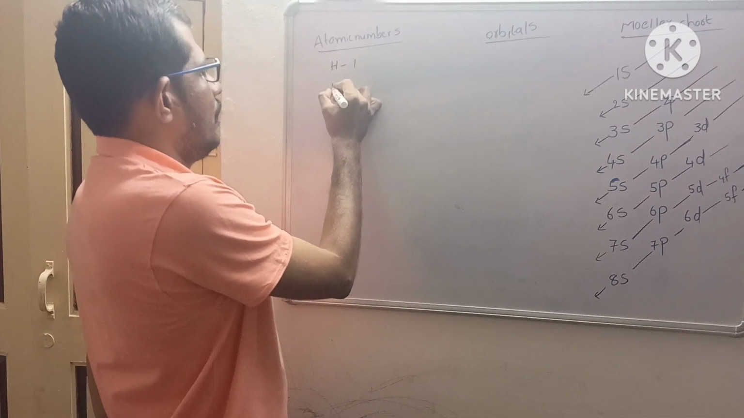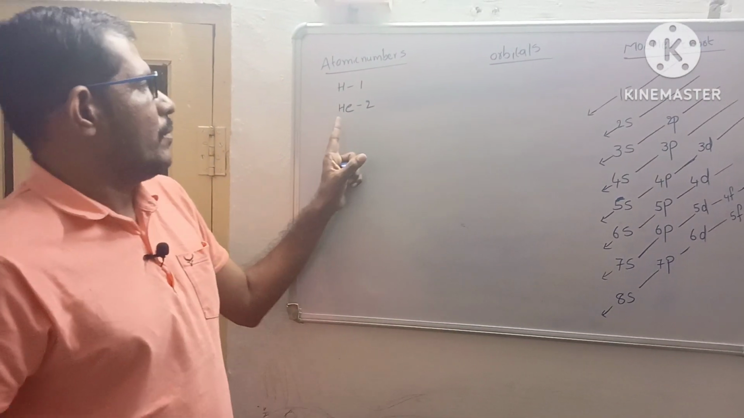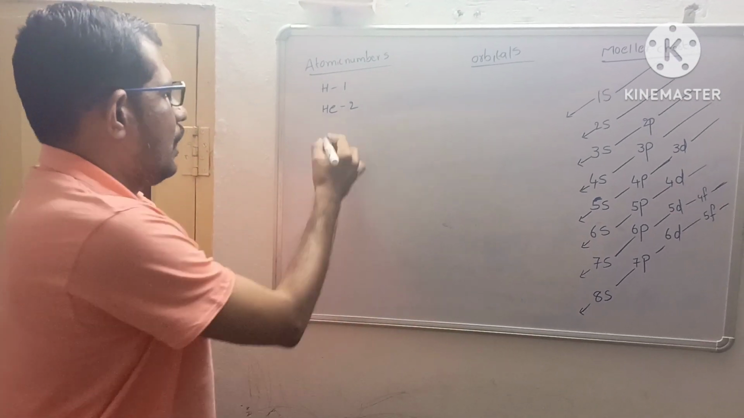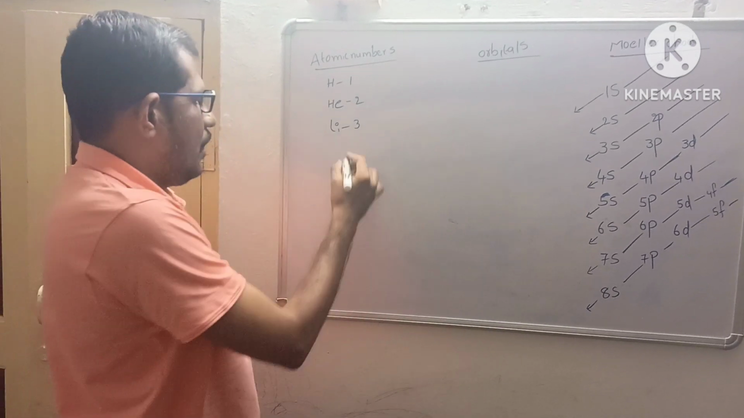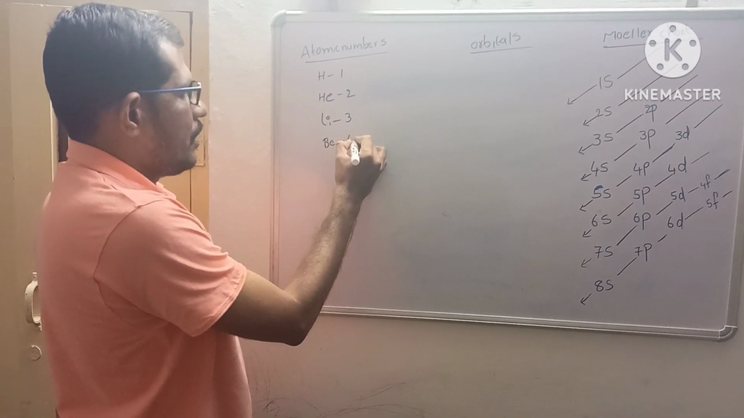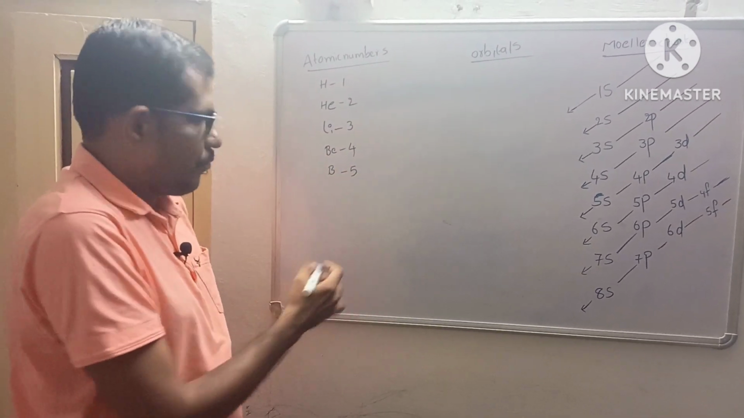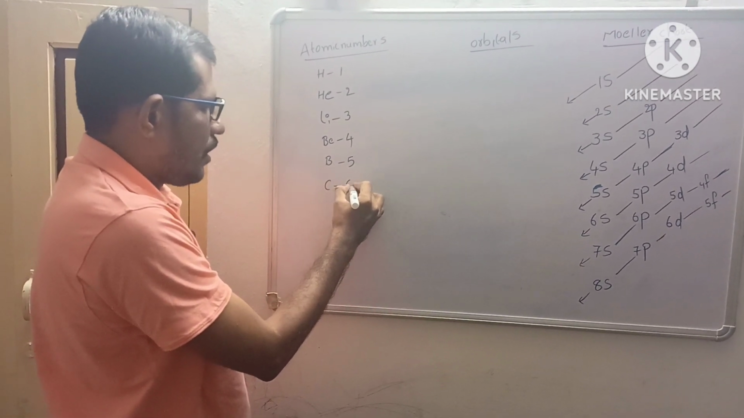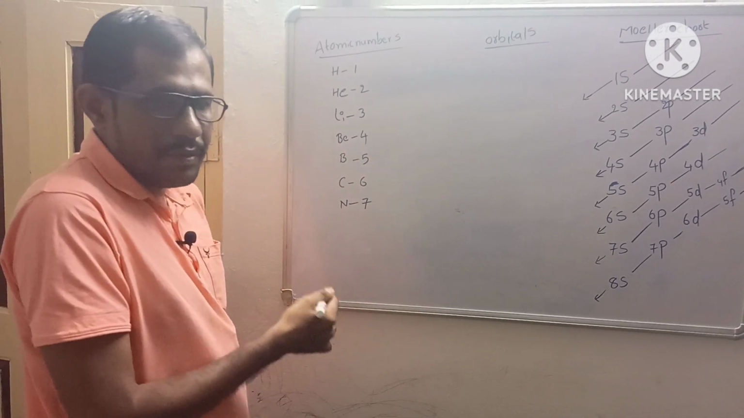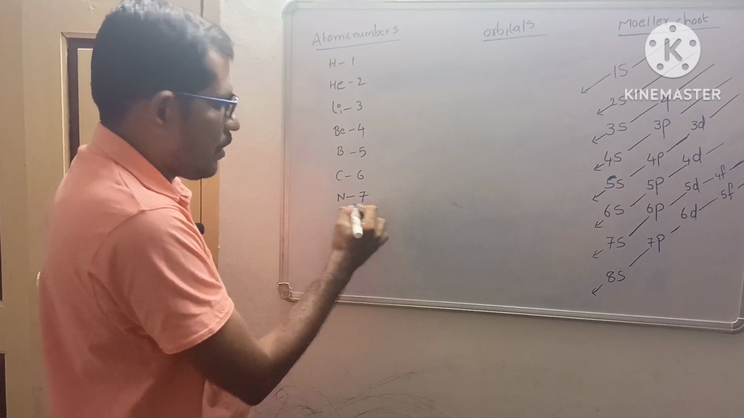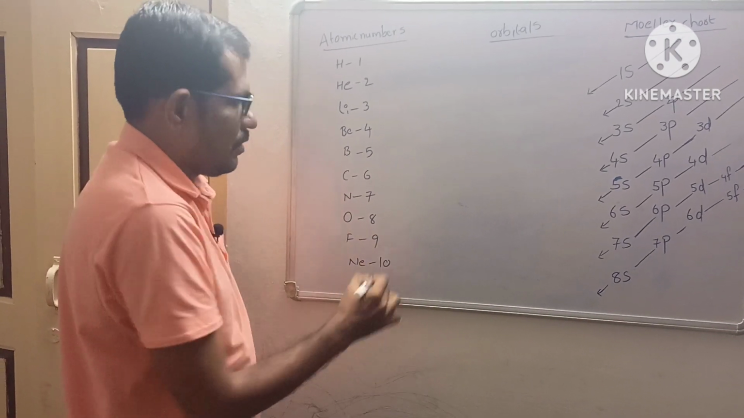Hydrogen is 1. He stands for helium, so the atomic number for helium is 2. Li stands for lithium, atomic number 3. Be stands for beryllium, atomic number 4. B stands for boron, atomic number 5. C stands for carbon, atomic number 6. N stands for nitrogen, atomic number 7. O stands for oxygen, atomic number 8. Fluorine is 9, and neon is 10. Just remember this.